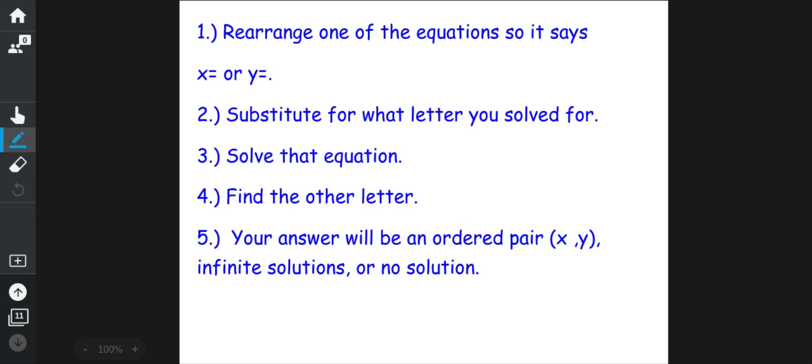Okay, so you're going to rearrange one of your equations so it says x equals or y equals. You're going to substitute the letter that was solved for. You solve the equation, you get the one letter, you solve the equation for the other letter, and then your answer is an ordered pair, infinite solutions, or no solutions.